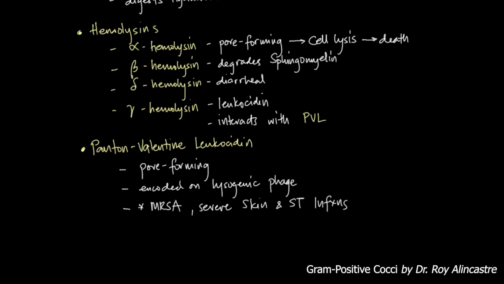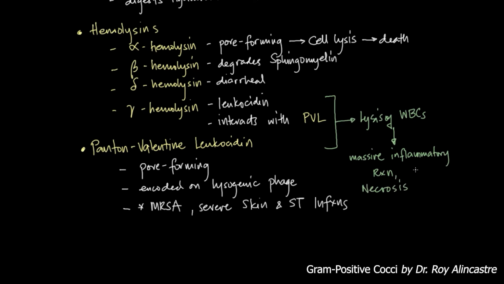Now, the protein toxins formed from the interaction of the gamma toxin and PVL are capable of lysing WBCs by causing pore formation in the cell membranes, leading to a massive release of inflammatory mediators like interleukin 8, leukotrienes, histamines, which are responsible for necrosis and severe inflammation.